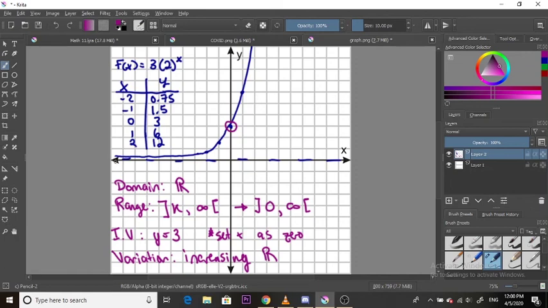Because when we read the interval of variation, we read along the x-axis, and in this case it would be the same as our domain. So this is how you would analyze really quickly an exponential function.